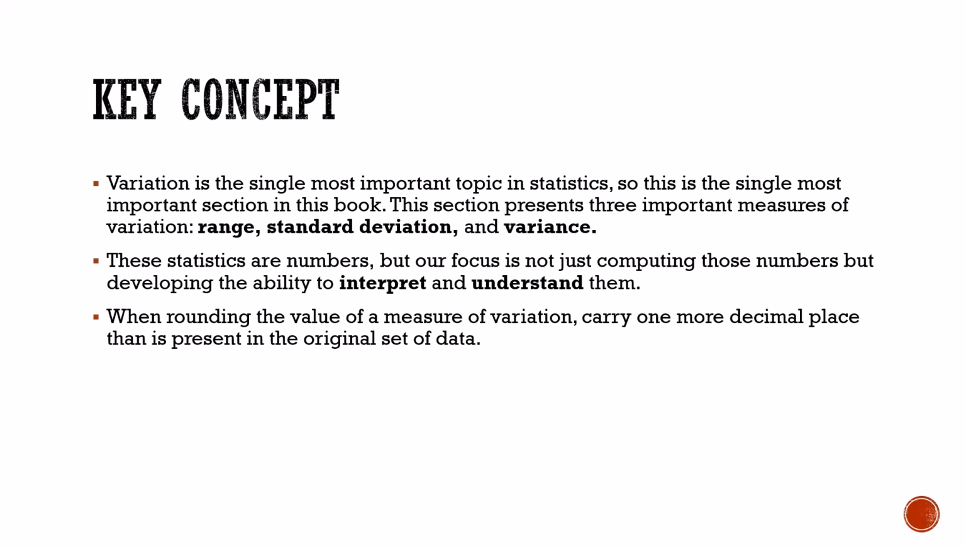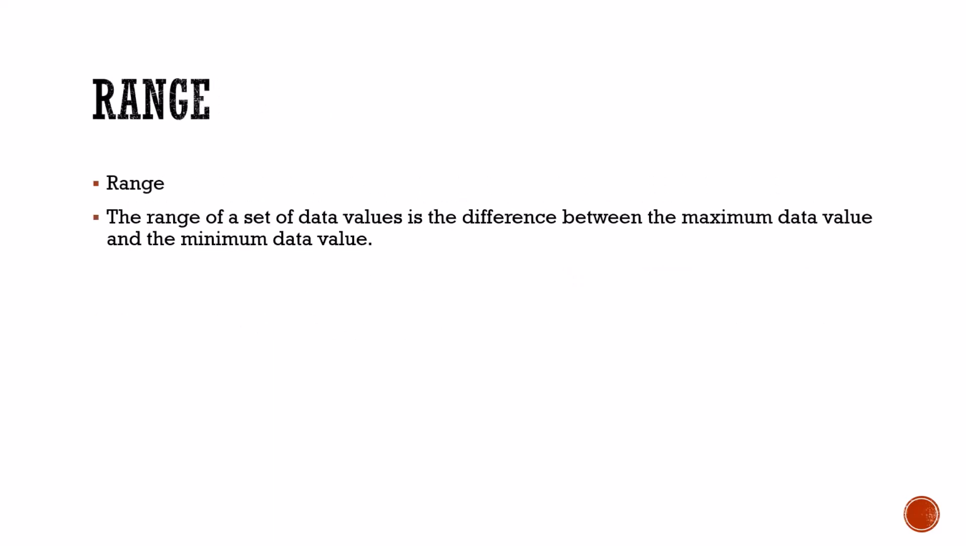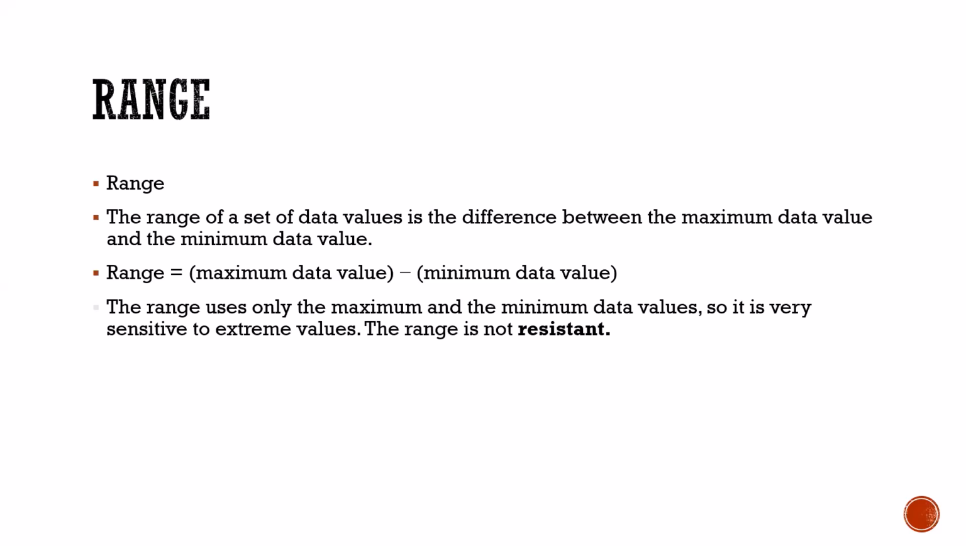Okay, range is easy. It is the difference between the maximum data value and the minimum data value. Is this outlier resistant? No, not even close, because it literally is using the extreme of values and calculating it. So it's not resistant.